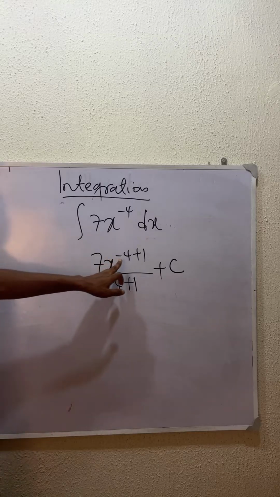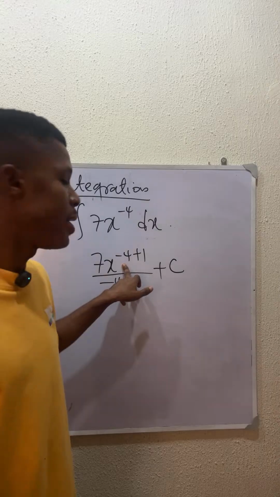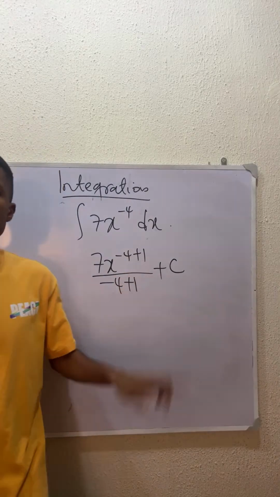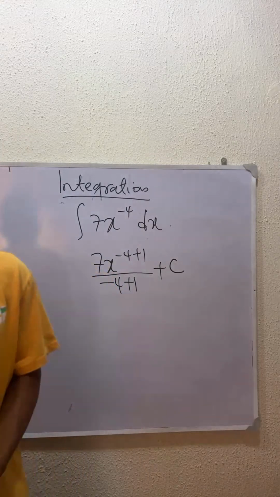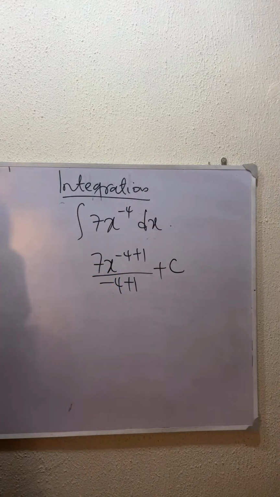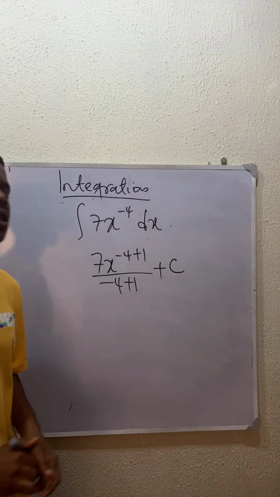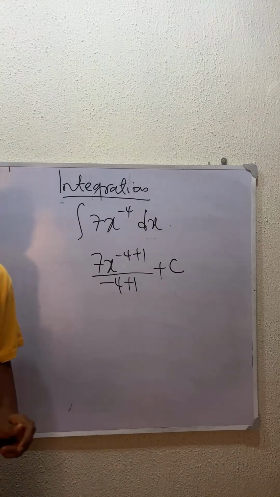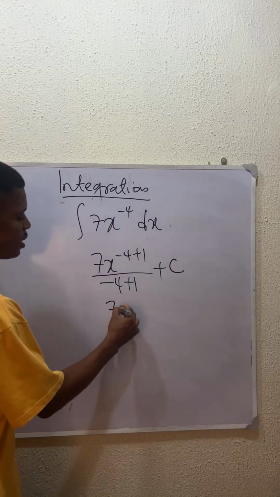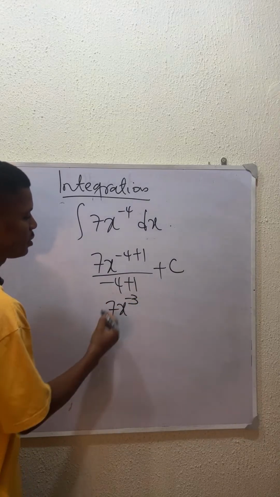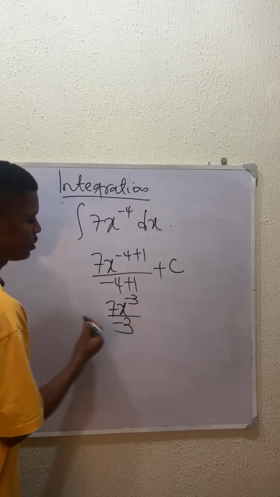Then again, I want you to tell me in the comments, minus 4 plus 1 is what? Minus 3. Excellent. So you have 7x to the power minus 3 divided by minus 3.